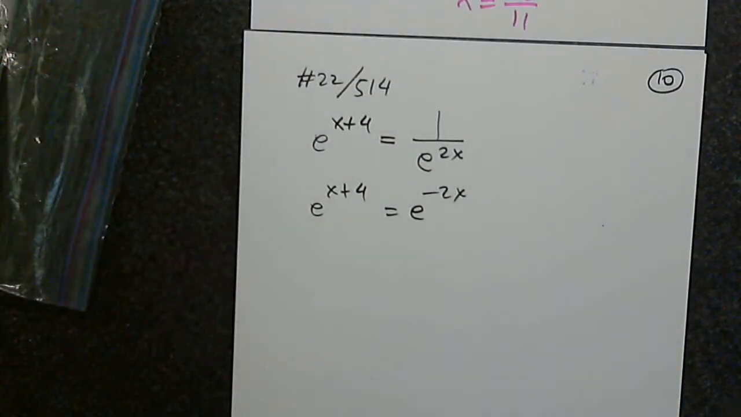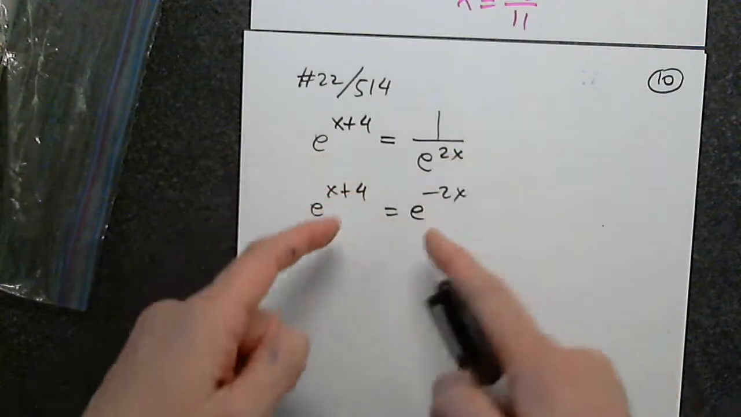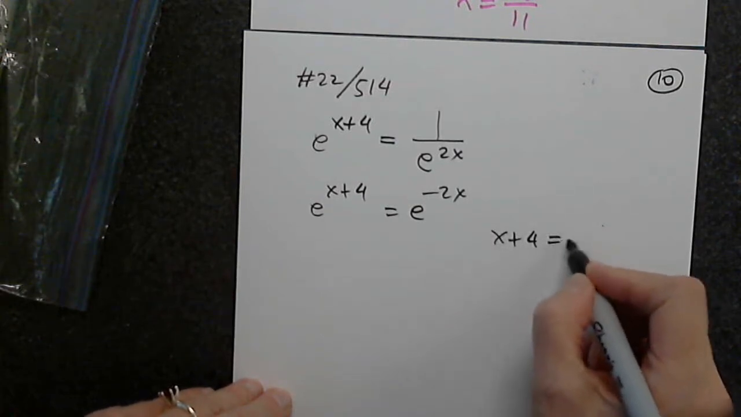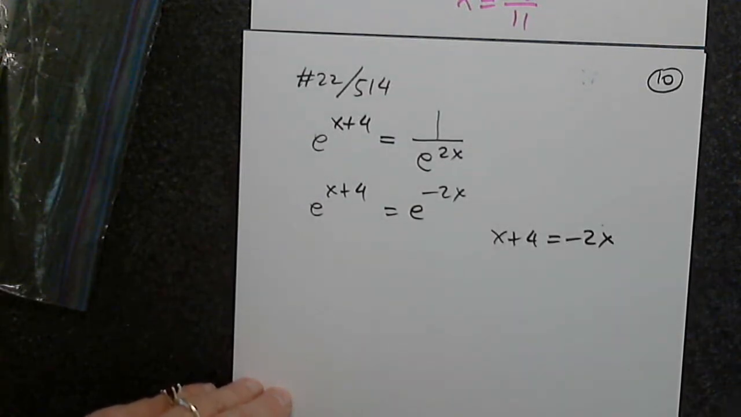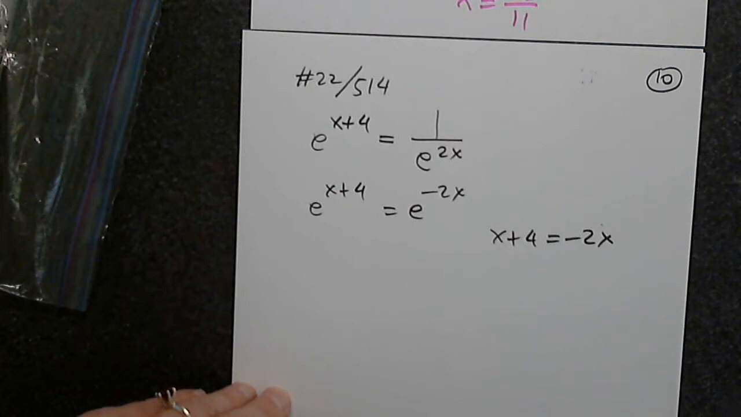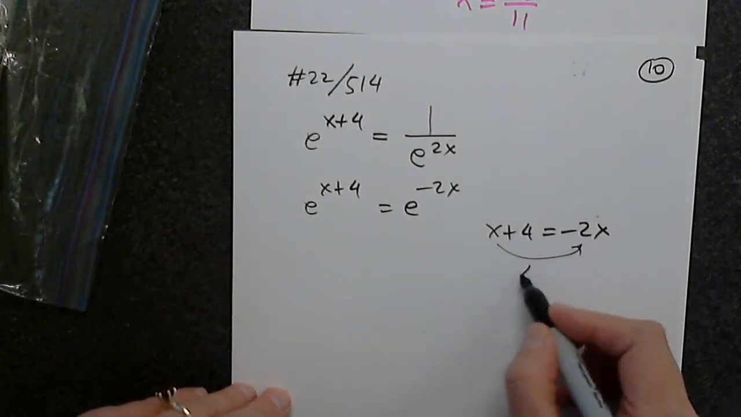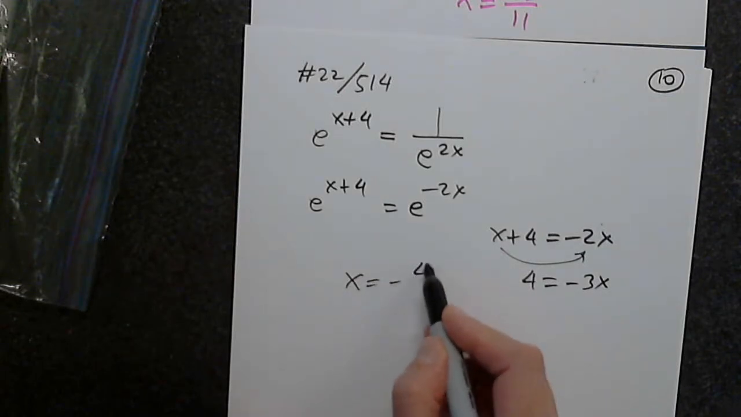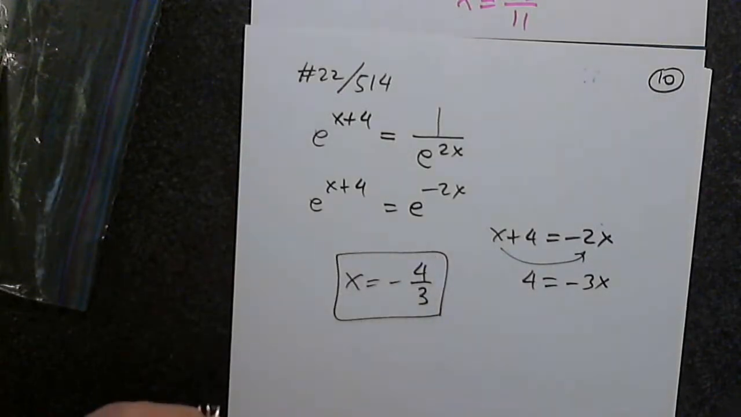So this is still nice. These two numbers are equal and they have the same base. What has to happen? Right. x plus 4 must equal negative 2x. There is no other way. So if you want to move x, that's fine. So 4 equals negative 3x, and x is negative 4/3.